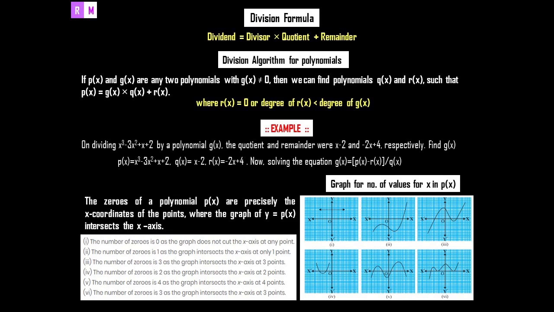The number of zeros of a polynomial in graphical representation precisely means the number of times it touches the x-axis. Hence, look into the figure on the graph and its respective statements.